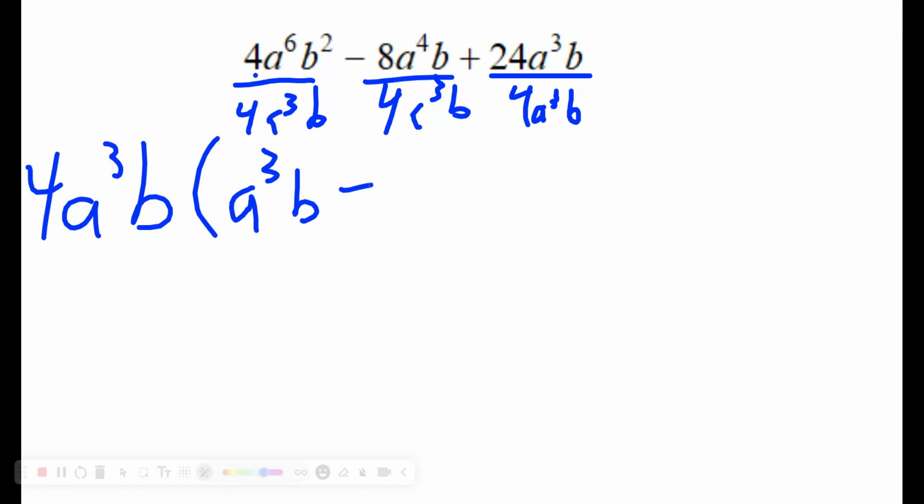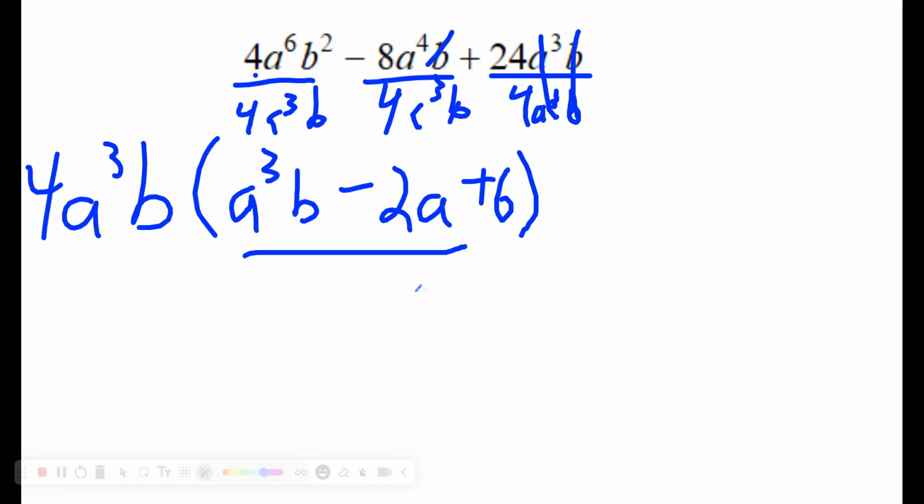Minus 8 divided by 4 is 2. We have 1 a left over, and that b is canceling out. 24 divided by 4 is 6, and the a's cancel out and the b's cancel out. So we're left with a to the 3rd times b minus 2a plus 6. And we have the greatest common factor of 4a cubed b factored out. This is going to be a lot simpler to work with as we get along with our factoring.